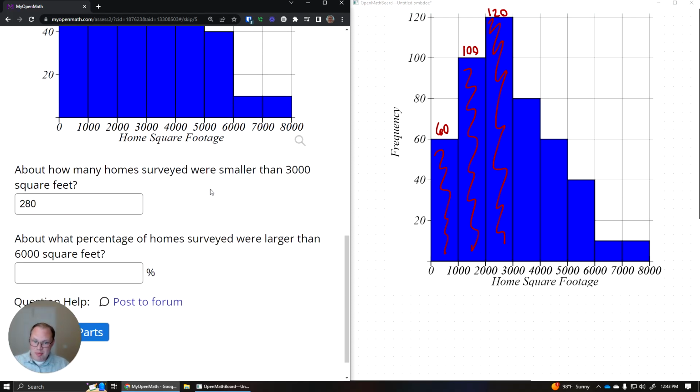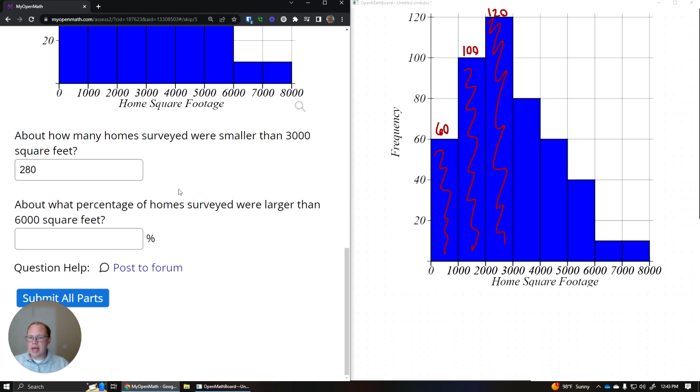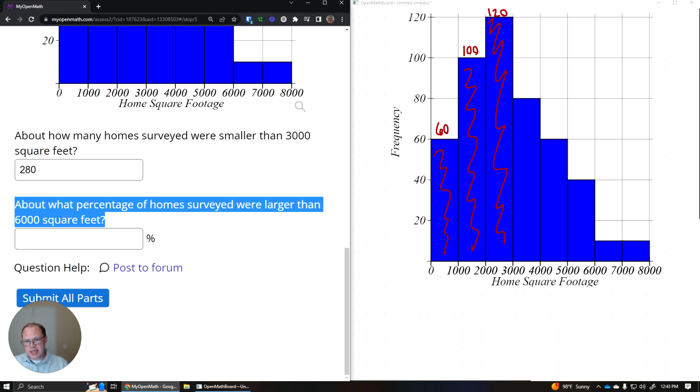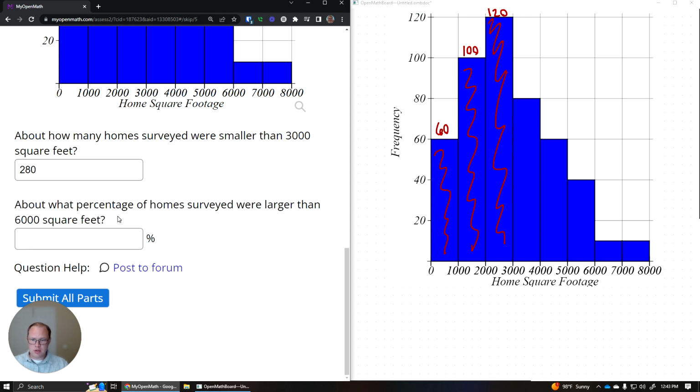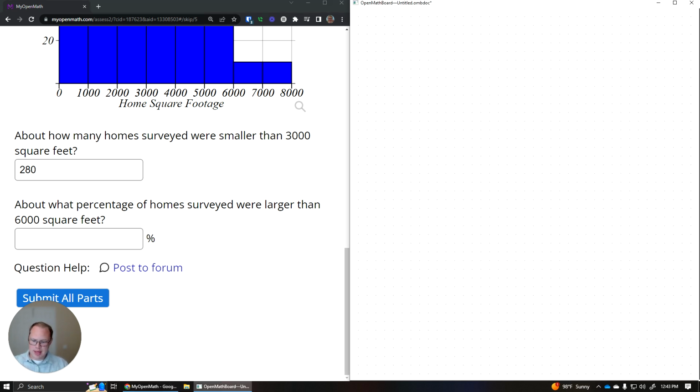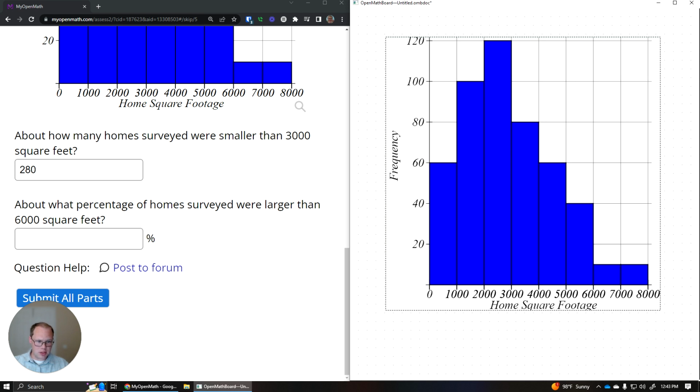So that's about how many homes surveyed were smaller than 3,000 square feet. Okay? All right. About what percentage of the homes surveyed were larger than 6,000 square feet? So we're going to use this again. So I'm going to get a fresh page here with a new graph so we could use it. Now we want about how many homes surveyed are larger than 6,000 square feet.